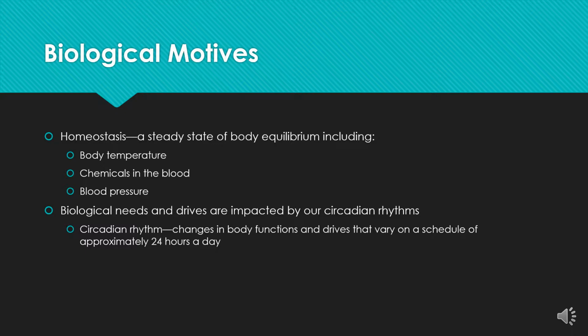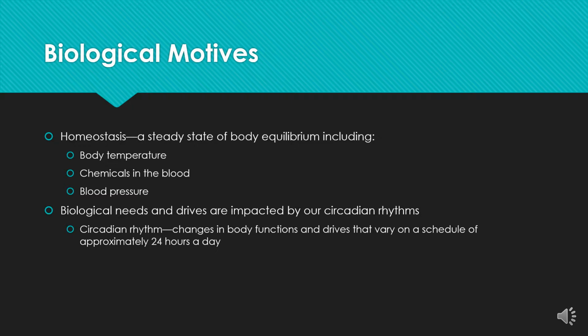Biological motives include the body's need or desire to maintain homeostasis. And homeostasis is a steady state of body equilibrium. So in other words, to keep things the same, including body temperature, chemicals in the blood, and blood pressure. And so when there are differences in these areas, such as body temperature, there's a need to raise your body temperature, for example, and so your body has a response, maybe that you shiver, or that you feel motivated to get up and move around, or to find a warm source of heat, such as a fire.